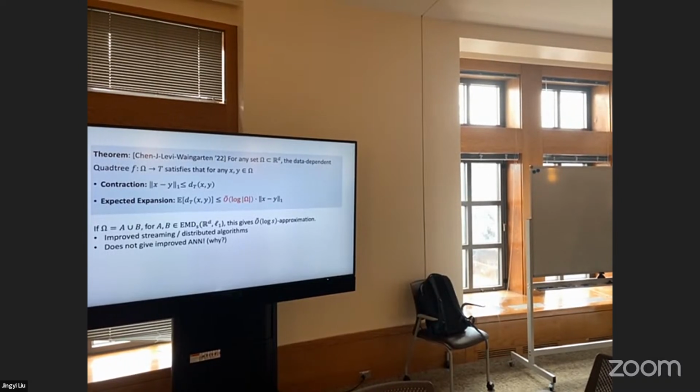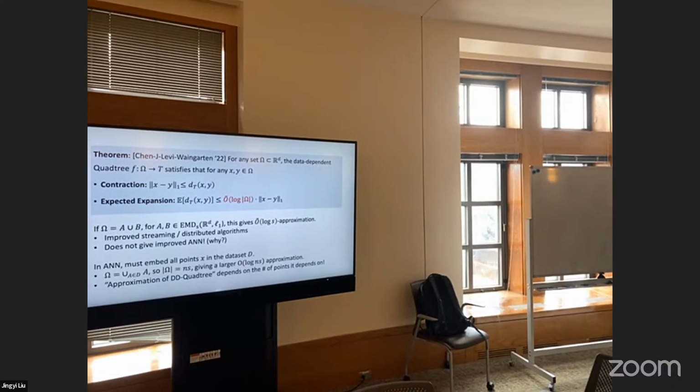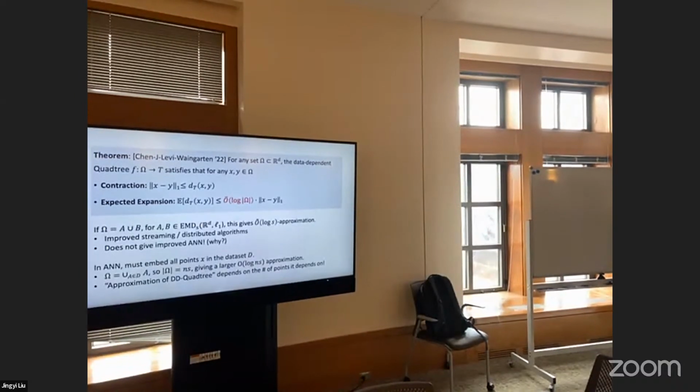And the question is why? Well, I already sort of mentioned it a little bit earlier. But of course, we would like to use this for nearest neighbor search. But in that case, this set omega would have to be the union of all our sets in our data set. But there's n of them. And we think of n as being very large, maybe much larger than s. So then we would get a log ns approximation.